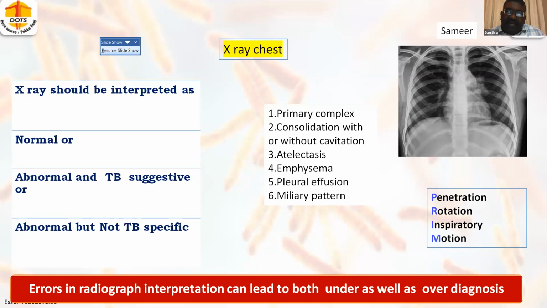Now, there are certain findings in X-rays which tell us that this could be tuberculosis. They are primary complex, consolidation with or without cavitation, atelectasis, emphysema, pleural effusion, and miliary pattern. Now, if you take a chest X-ray in a suspected TB, there will be only 2 results. One, it would be abnormal, or it could be normal. If it is abnormal, it could be 2 types: abnormal and TB suggestive, and abnormal but not TB specific.